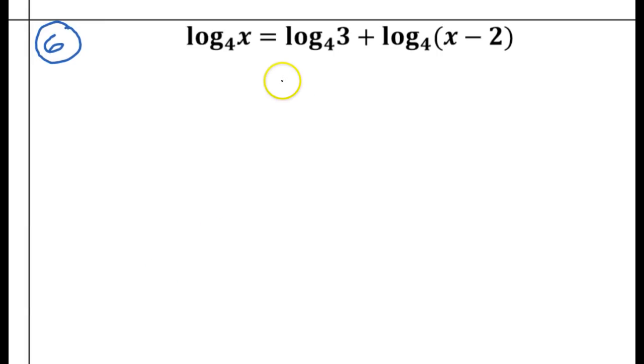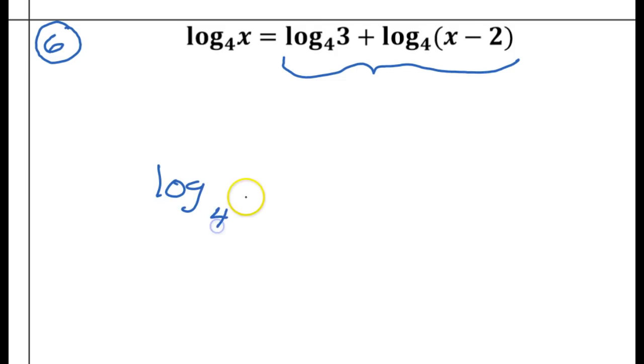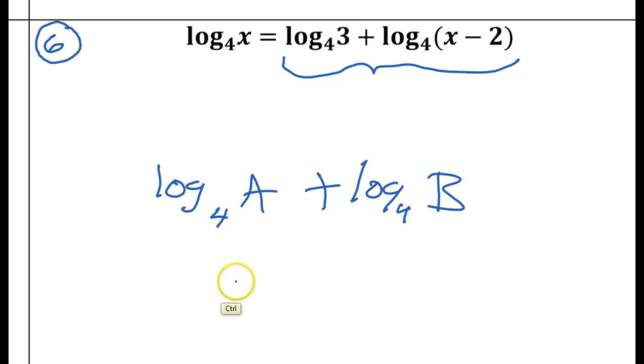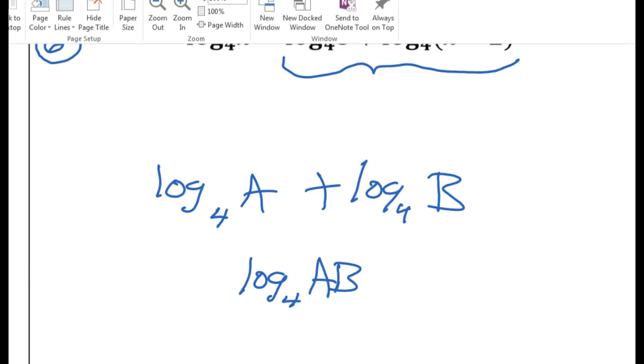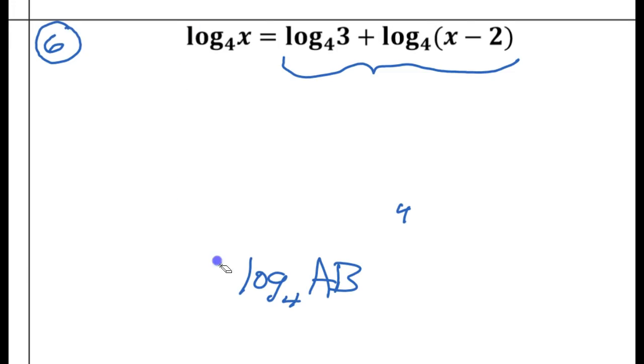Okay, so on number 6, we're going to have to use the product property of logarithms before we begin. Remember the product property said, for example, if I had the log base 4 of A plus the log base 4 of B, I can condense that down to a single log of A times B. Right? That's the product rule. So that's what we're about to do right now. We're going to condense this sum down to a single log of a product.